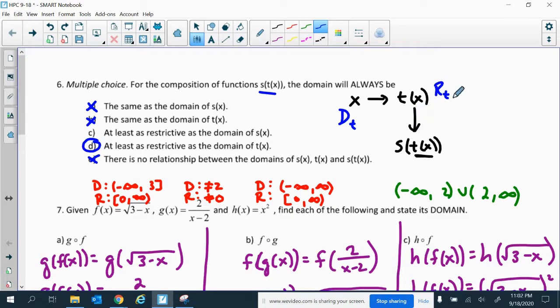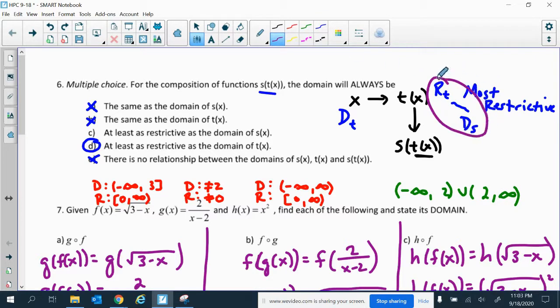But then I may not be able to substitute all of the range of t into this composition, because everything that's in the range of t has to fit into the domain of s. So we look for the most restrictive combination of the range of t and the domain of s that we can have. As I look at the range of t and the domain of s, I have to make sure that it's restrictive there.